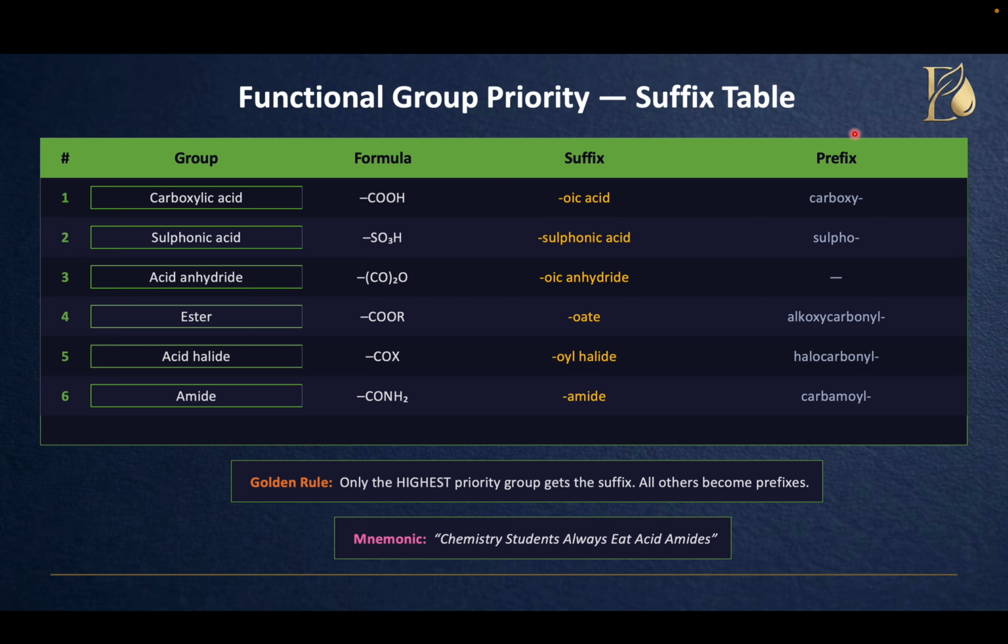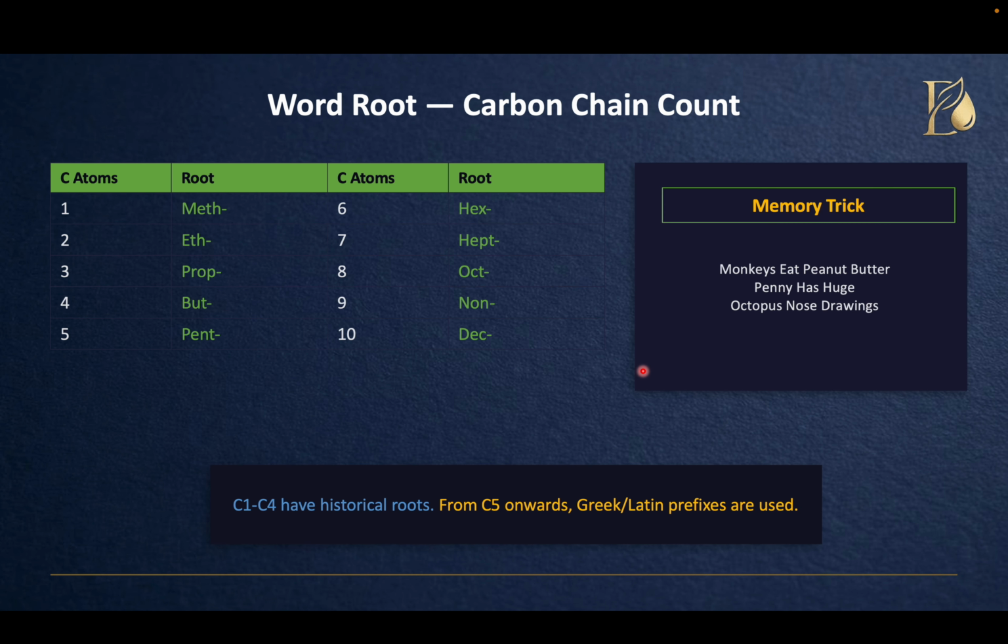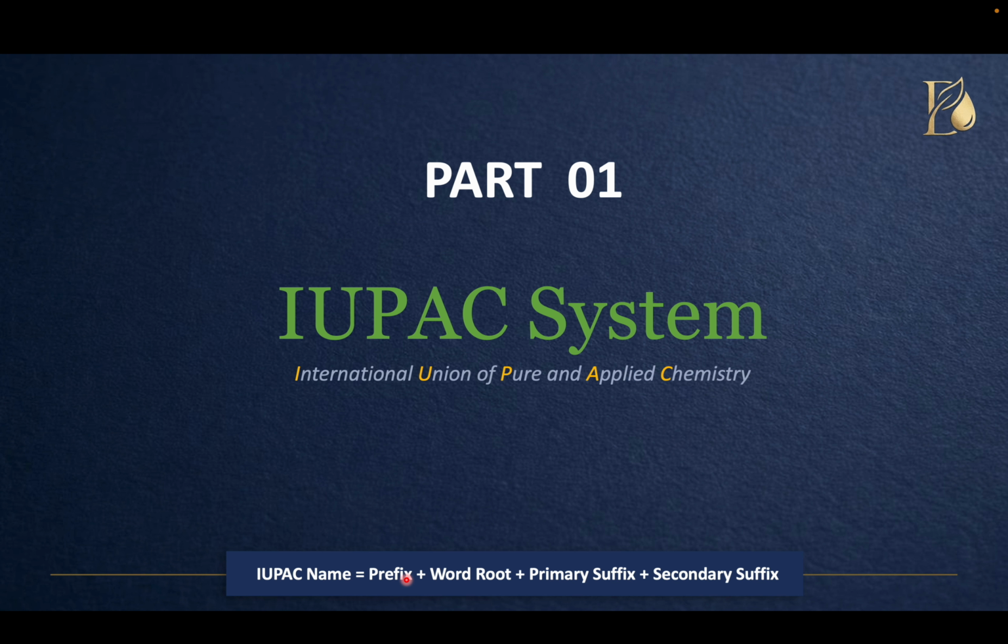And we have to know about prefix also. Prefix means it is a part of the compound's name that appears before the root word. We have this general formula: prefix plus word root plus primary suffix plus secondary suffix. In the word root, we know the number of carbon atoms, right? And prefix will come before the word root, while suffix will come after the word root. Okay, and suffix can be primary and secondary.